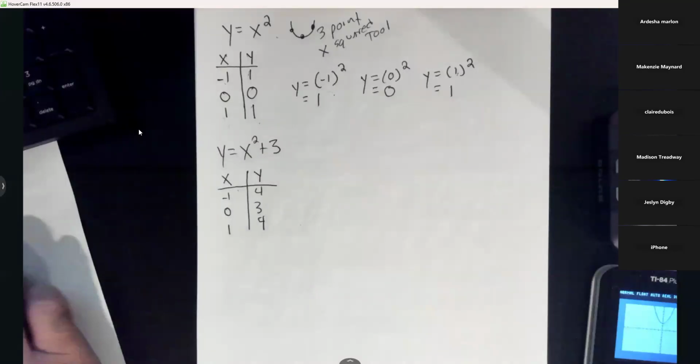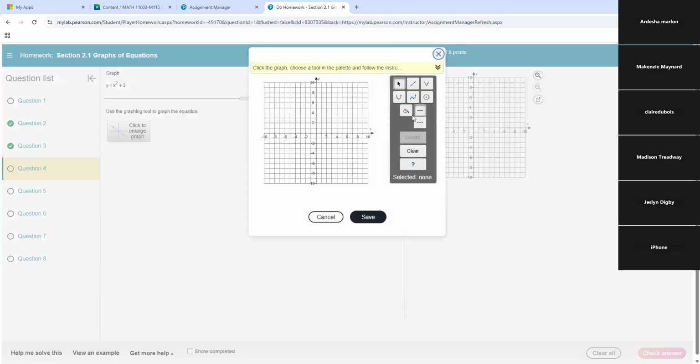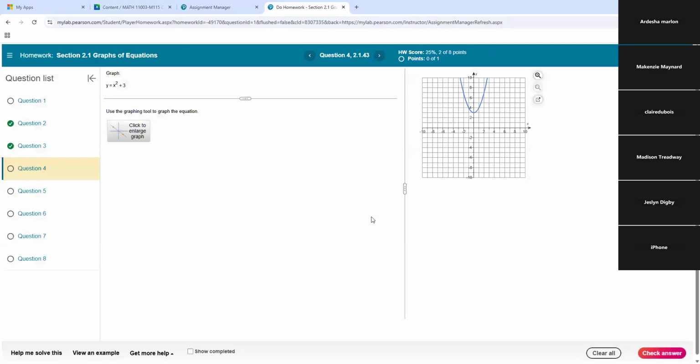All right, so we're going to click to enlarge graph. It's that U-shaped parabola, 3-point quadratic tool. And I had a negative 1, 4. I had a 0, 3. And then I had a positive 1, 4. So when you draw that last point, it sort of really curves it up for you there, okay? And then you just save it, y'all, check it, and then move on.